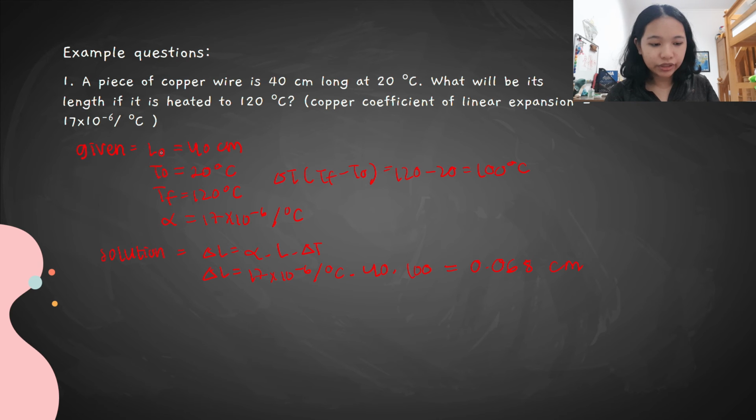But our question is, what will be its length if it is heated to 120 degrees Celsius? So it's asking for the final length. So what we're supposed to do is add initial length to the change of length, which is 40 plus 0.068, which is 40.068.